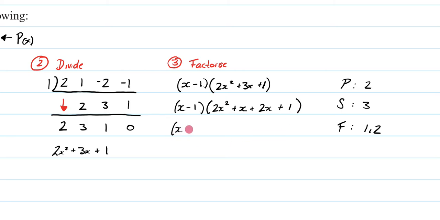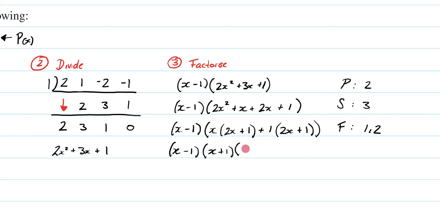Now I'm going to go, all right, I can take x out here and be left with 2x plus 1. And then for these two right here, I can only take 1 out, which is going to leave me with 2x plus 1. And therefore, what I'm going to be left with is x plus 1 times 2x plus 1. And that is my answer. I have fully factorized my initial cubic.